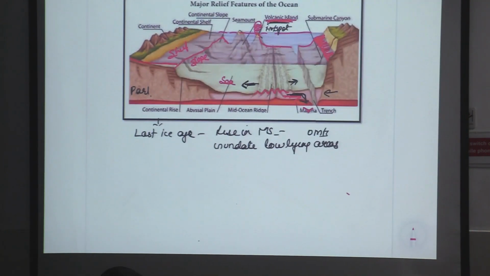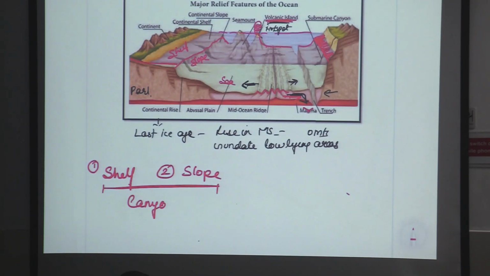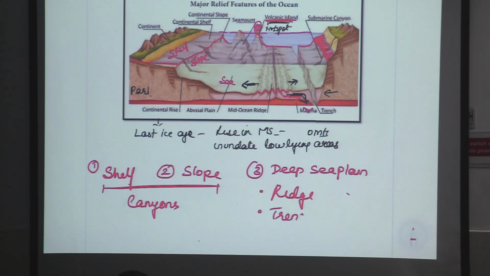If I slightly zoom it up, which are the important features that I notice from the ocean bottom relief? One is continental shelf, two is continental slope, both can be related to submarine canyons, three is deep sea plain, and deep sea plain can be related to, number one, ridge, number two, trench, and number three, hotspots.